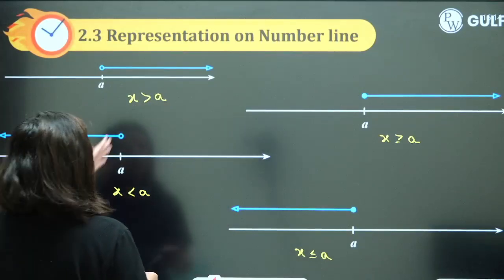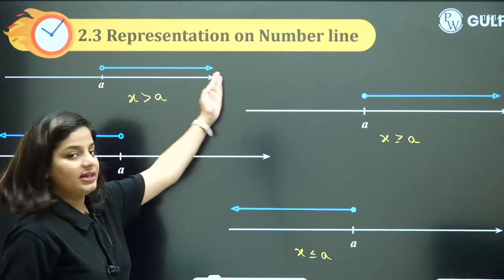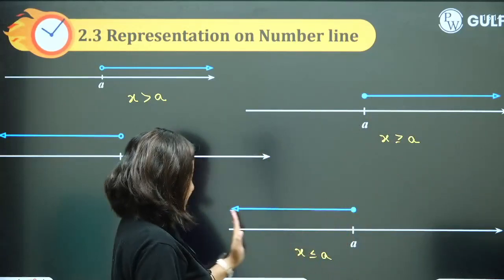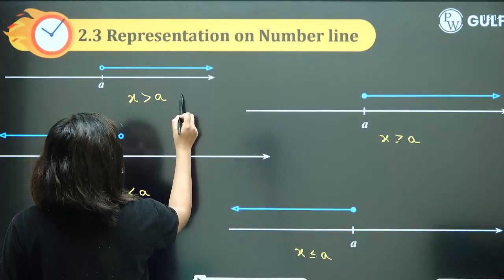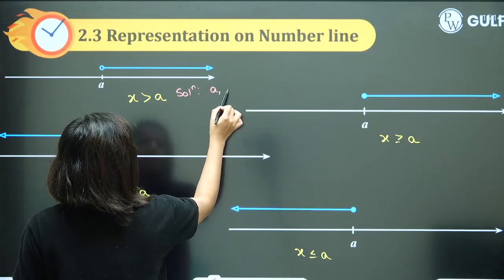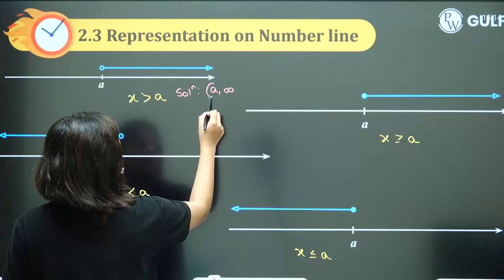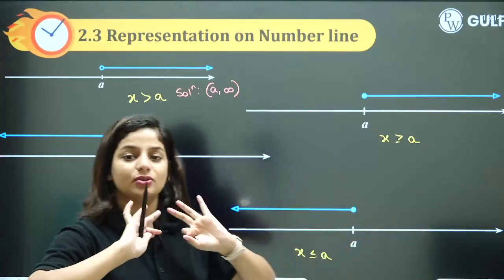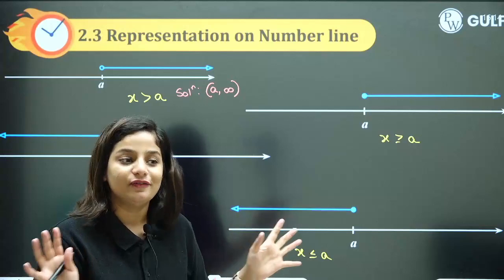Next. Some intervals are written here in front of you. Can you have a look at it? X strictly greater than A, X strictly less than A, X greater than equal to A, and X less than equal to A. We will also write down the intervals for them. For the first, what is the solution? Solution is from A till infinity. Is A included or not? No, it's a bubble, so open interval. What about infinity? Plus infinity and minus infinity will always have round brackets, will always have open interval. Infinity will never have closed interval. You cannot include infinity ever.